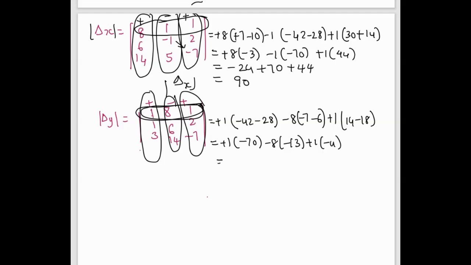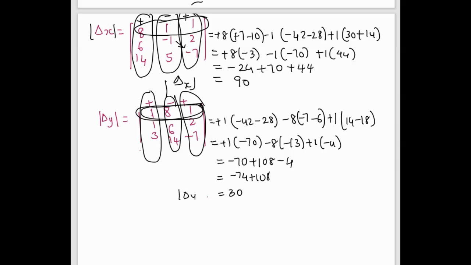So yeah, it is minus 70, minus into minus is plus, 13 into 3 is 13 into 8. So we get it is 108 minus 4 ones are 4. So it will be minus 74 plus 108. So minus 74, we get 30. So the answer is 30.